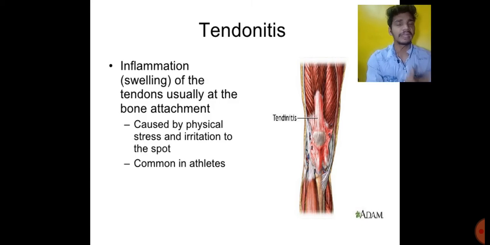So we have ended up finding out about bones, ligaments, tendons, and what arthritis and tendonitis are.